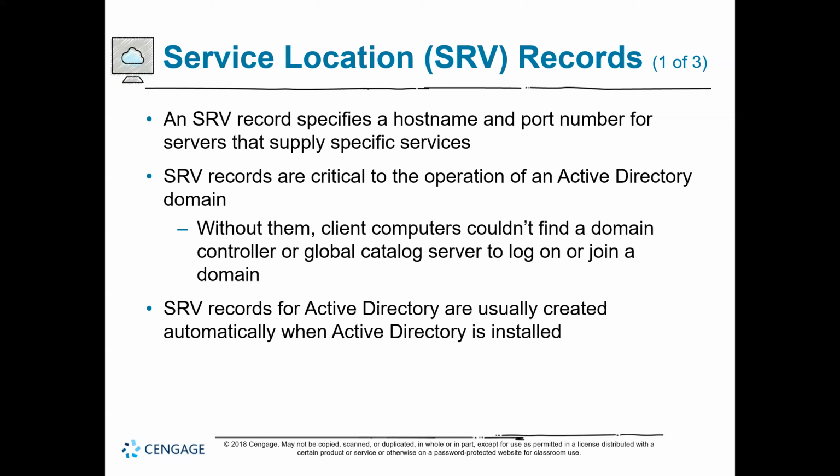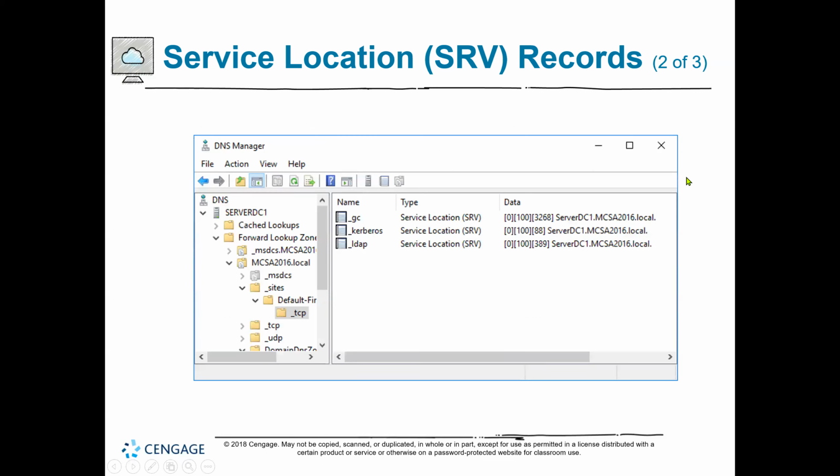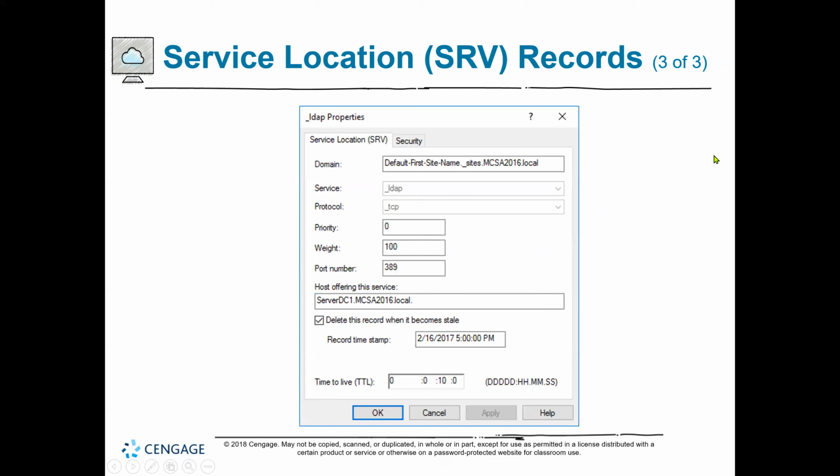Pretty much all of the ones I've dealt with have been done automatically, unless something very, very wrong has happened and you have to go in and do it manually. Okay, so this is an example of what this looks like in the DNS manager. And this is your LDAP properties, just so you can see what that looks like. As you can see, you have your domain on the top and then the port number they're talking about right there.